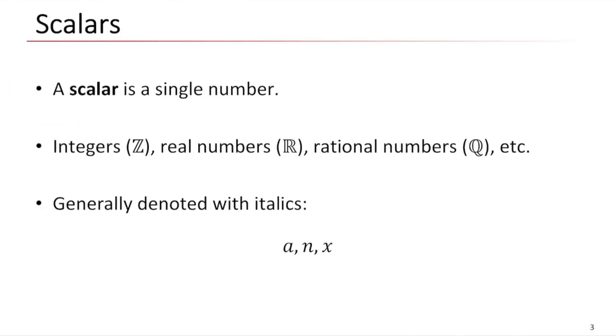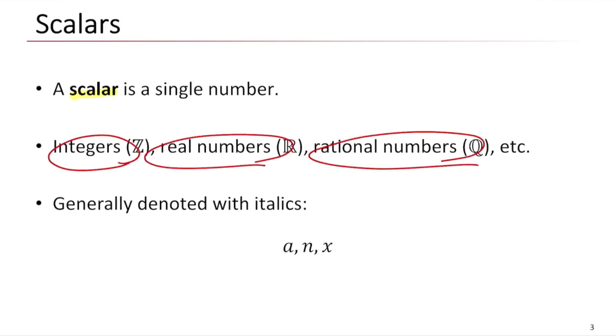Okay, let's start with the basic elements in linear algebra. The first one is the scalar. What is a scalar? A scalar is a single number. It can be an integer, a real number, or a rational number. Integers are like 1, 2, minus 3. Real numbers are like 0.1 or minus 0.23. Generally, a scalar value is denoted in italics, like a and x.